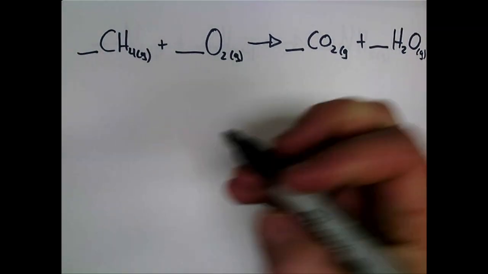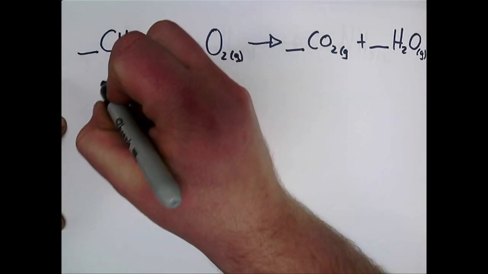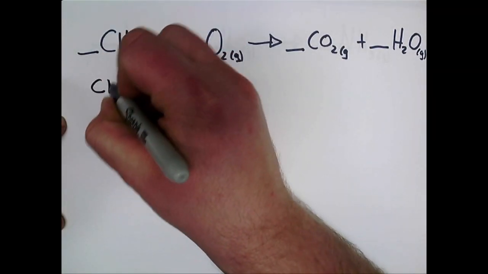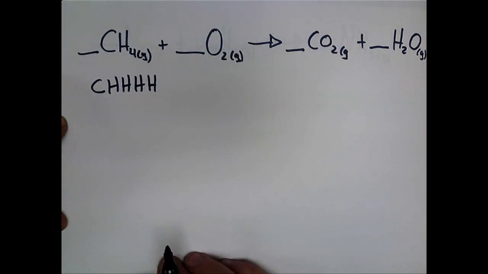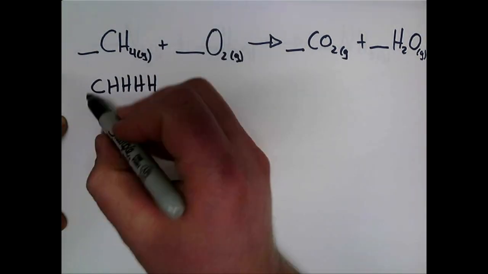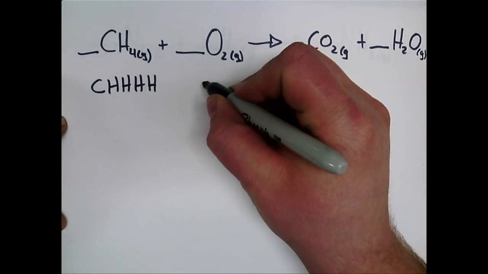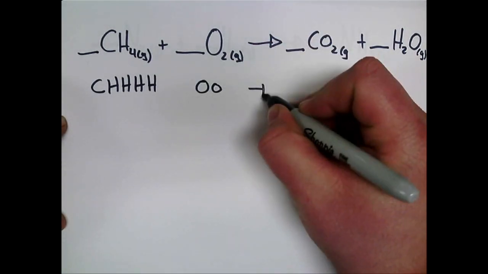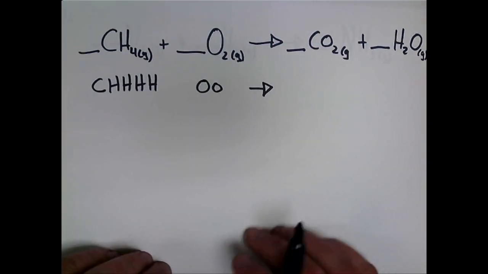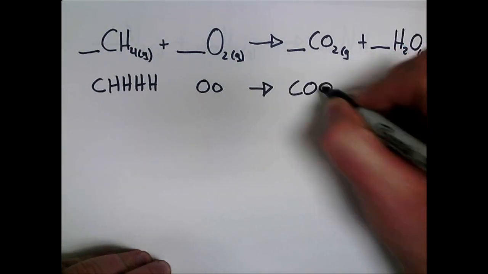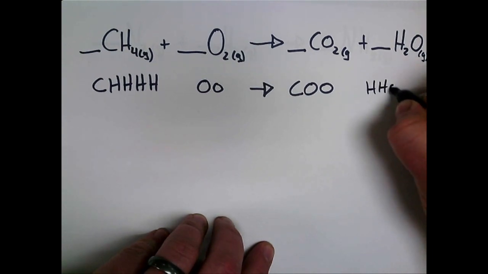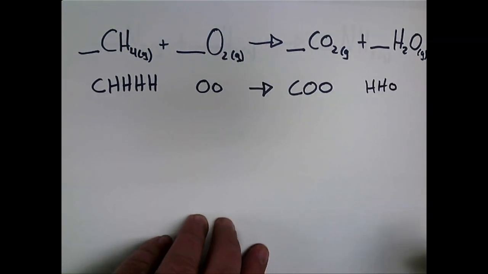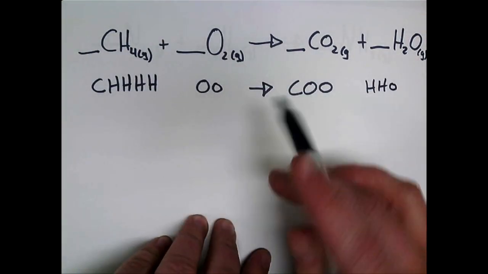Instead of drawing a picture like I did, what I'm going to do is actually draw C, H, H, H, H. Just list out a single element for each one there. So that's a CH4. Then this would be an O2, so O, O. And then on this side of the arrow, I have a C, O, O, CO2. And then I have an H, H, O, H2O. So I'm actually just listing the elements and drawing out each one.